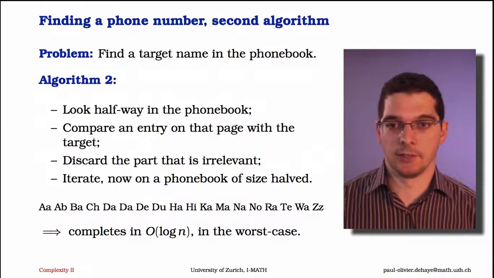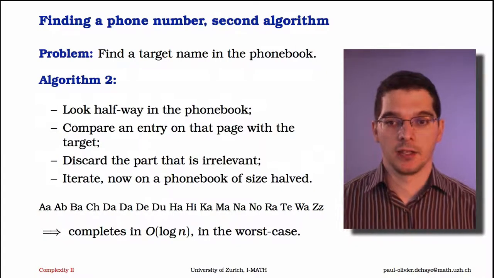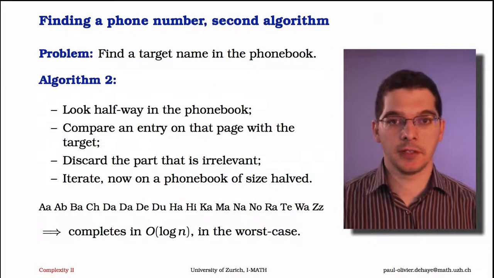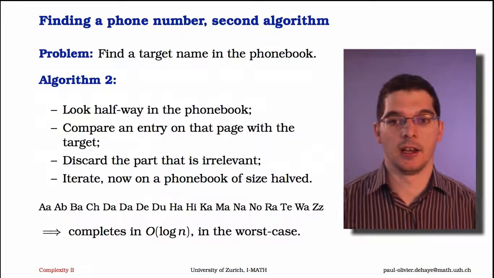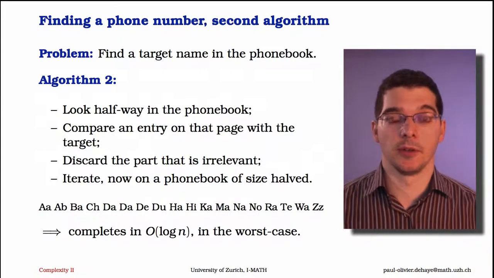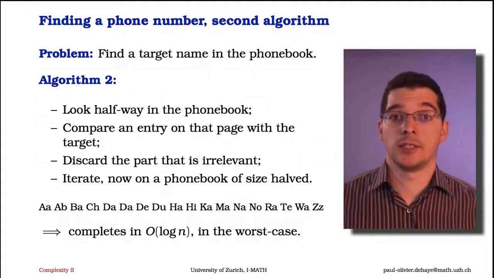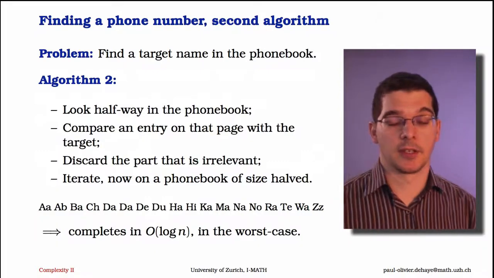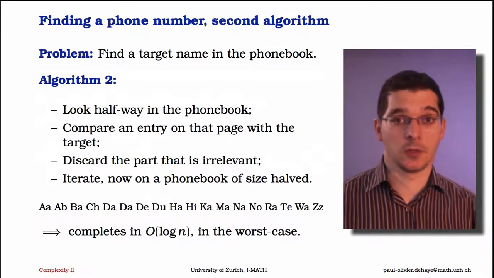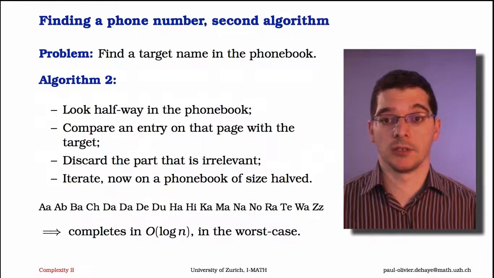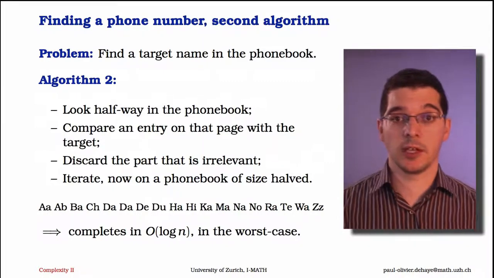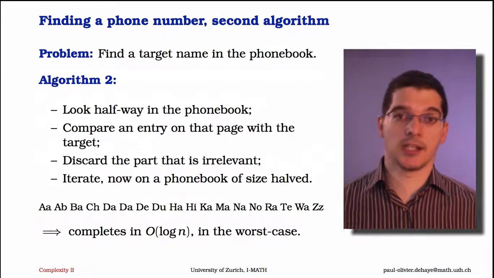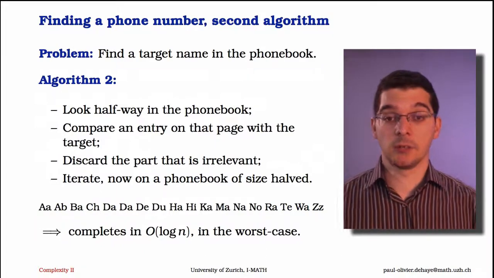So let's see if we can improve on this. Here is a second algorithm to find a target name in the phone book. The algorithm goes like this. You look halfway in the phone book. You split it in two, and you compare the entry on that page with your target name. And you decide, is the name that I want on the left, before, or on the right, after? Once you have made your decision, you discard the wrong part of the phone book, the one that's useless to you. Now you have half a phone book and you iterate, you do it again. You split that half of the phone book into quarters and you decide in which quarter to look. So this will complete much faster.